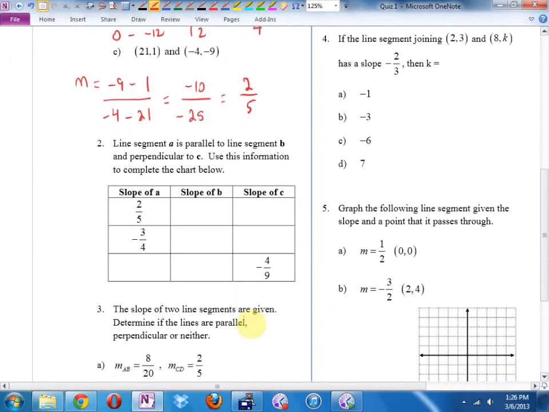1 mark. Number 2, line segment A is parallel to line segment B, perpendicular to C. So if it's parallel, I know that that slope is 2 over 5. If it's parallel, I know that that slope is 3 over 4. Perpendicular means negative reciprocals. Flip it and change the sign. Negative 5 over 2, 1 mark for that. Positive 4 over 3, 1 mark for that. Or if they give me the perpendicular, the original must have been 9 over 4 positive. So that question there is out of, count them, 6 marks.